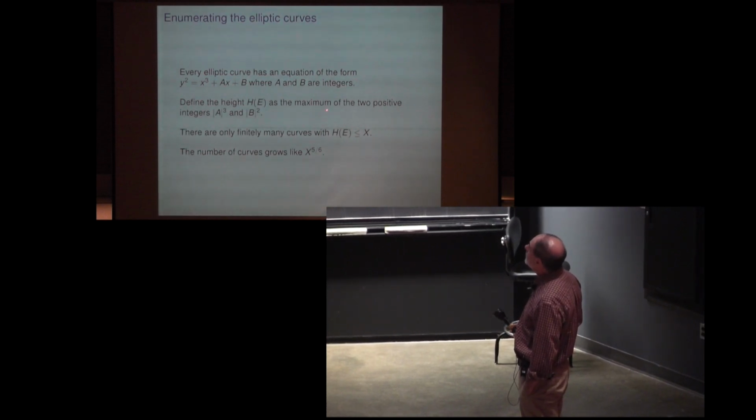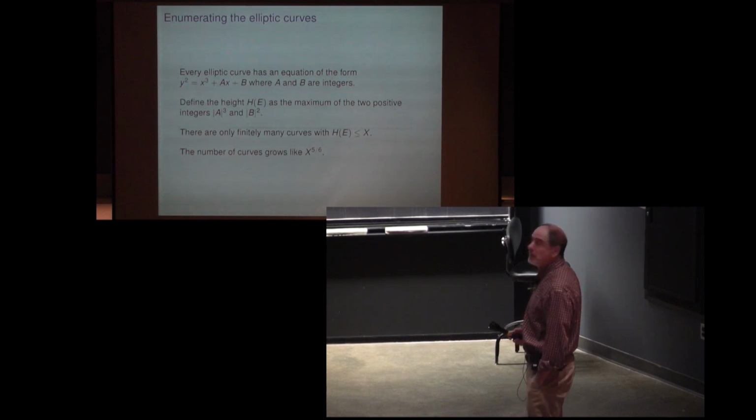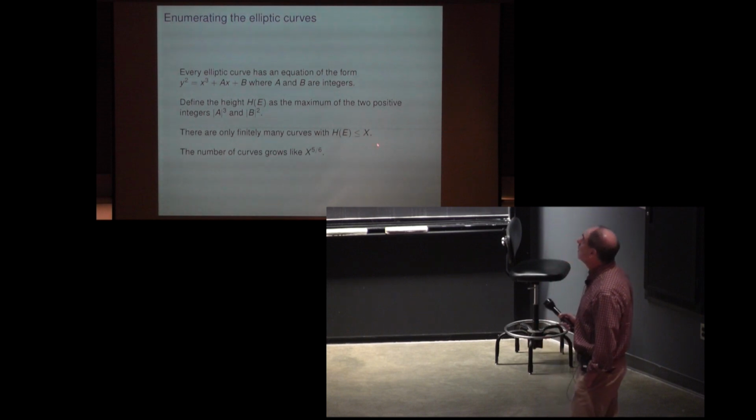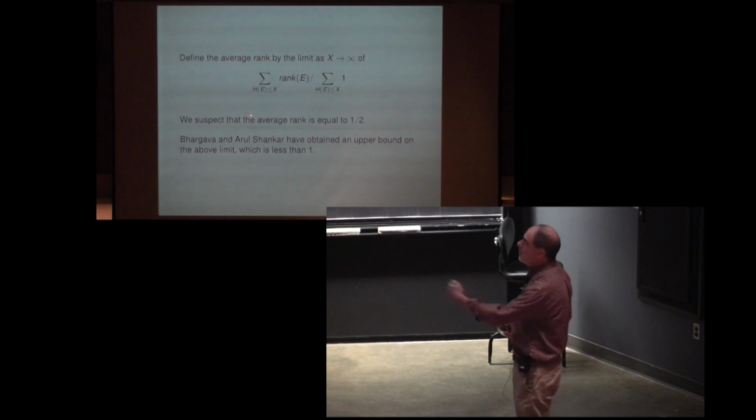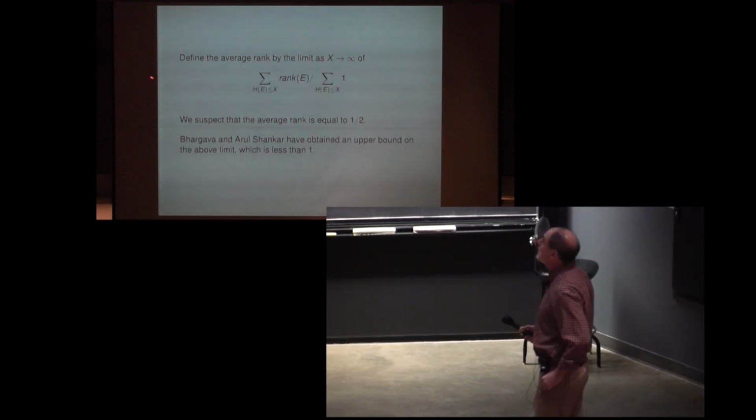He defines the height as the maximum of the two positive integers a cubed and b squared. There are clearly only finitely many curves with height less than a fixed real number. It grows like x to the 5/6 power. So letting x get larger and larger and larger, you enumerate all the elliptic curves.